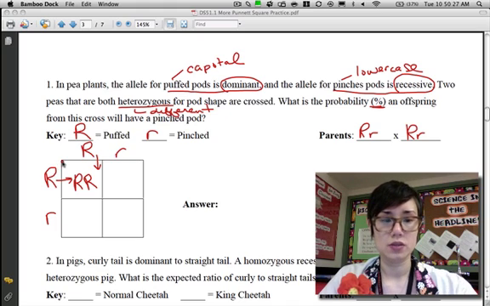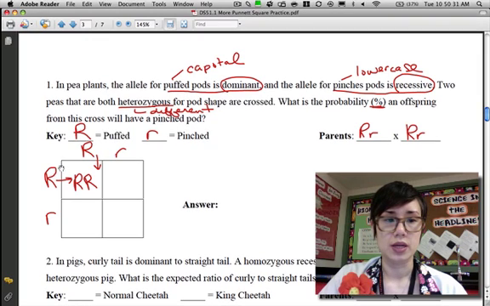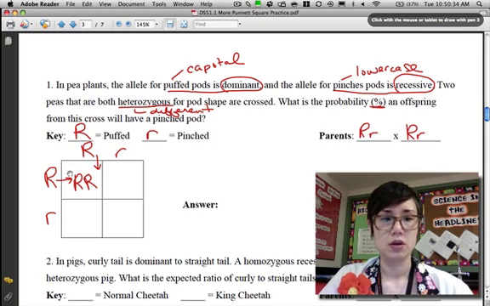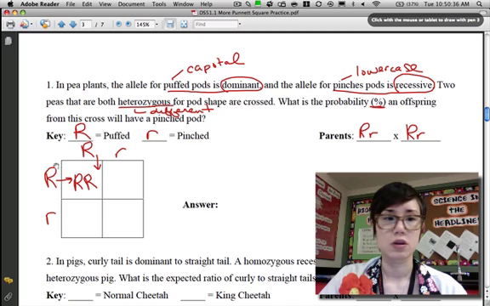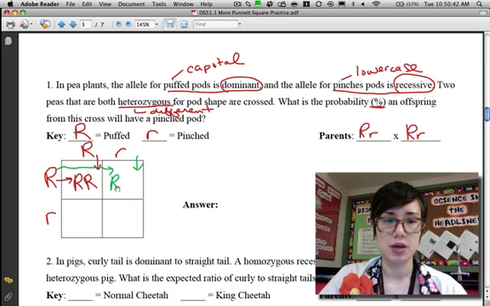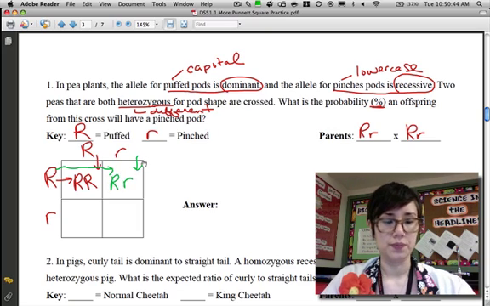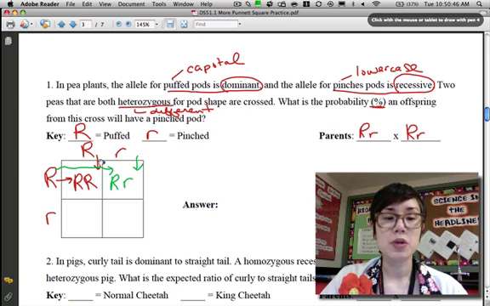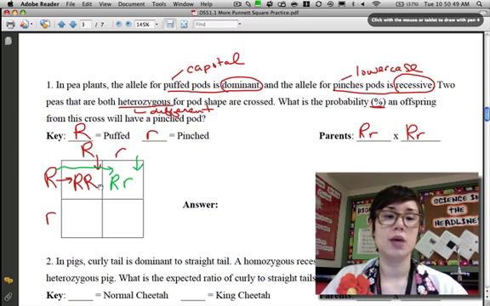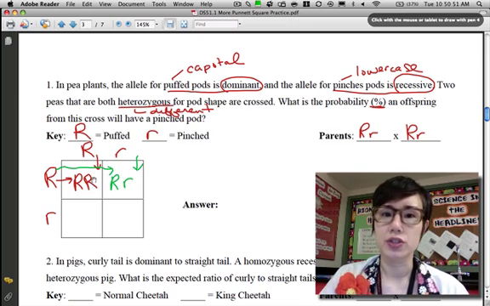So in this case I'm going to bring in this guy and I'm going to bring down this guy. So this is going to be big R, little r. Now remember that when we're looking at this, we also want to write down what the phenotype is in every single quadrant so we don't get confused.